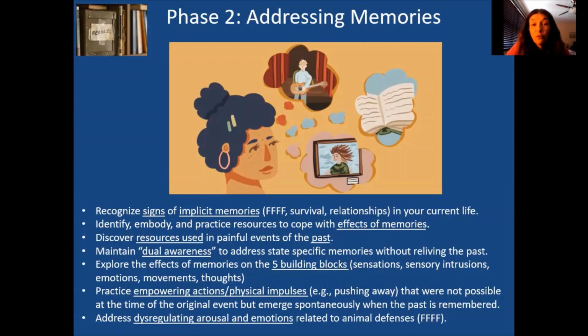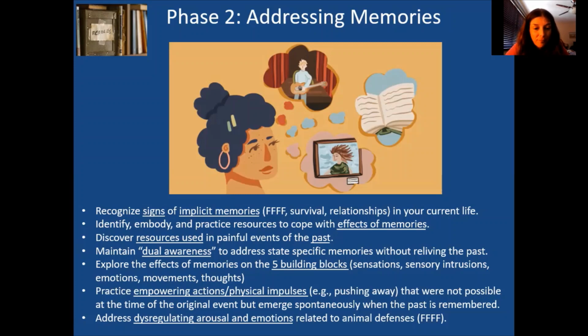Or let's say you froze, but you really wanted to run away and you couldn't. Now you might explore walking or moving while you're experiencing that memory, and that helps you feel mobilized, and it changes your experience of the memory. It makes you feel like you actually were able to run, even though in the past you weren't able to run. All right, so things like that are physical resources that we're going to address that could help us reshape the memory.